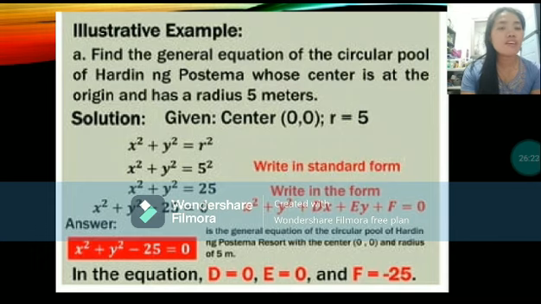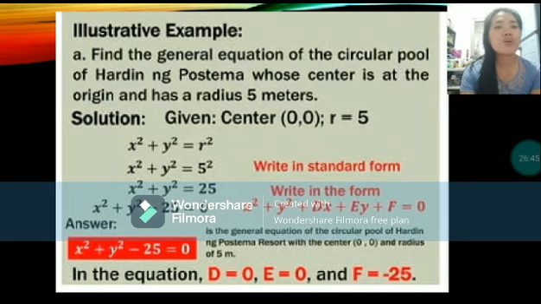Therefore, what is the standard form of a circle? We need to start from the standard form. You have x squared plus y squared is equal to r squared, that is if the center is at the origin. So x squared plus y squared is equal to 5 squared. Then x squared plus y squared is equal to 25.